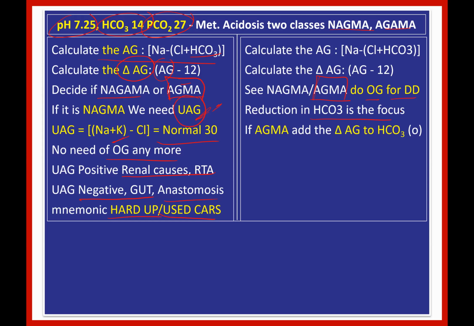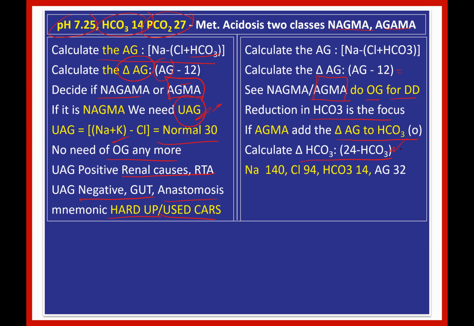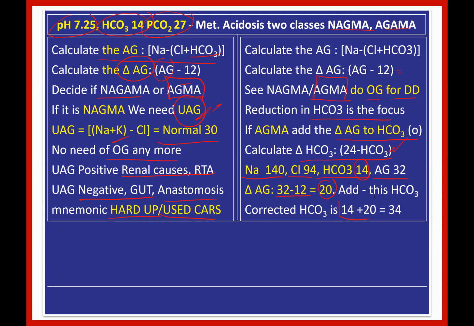And then if AGMA, add the delta anion gap to the bicarbonate. We got a delta gap here, and that delta gap we add to the observed bicarbonate. Calculate the delta bicarbonate, this is 24 minus bicarbonate. So for example, sodium is 140, chloride is 94, bicarbonate is 14. I know the bicarbonate is lower. There is no hyperchloremia, so I am dealing with an anion gap acidosis. The anion gap is 32. My delta anion gap will be 32 minus the normal 10 or 12, which is equal to 20. This number I have to add to my bicarbonate. My bicarbonate is 14, so I added that 20 to that, and I got 34.